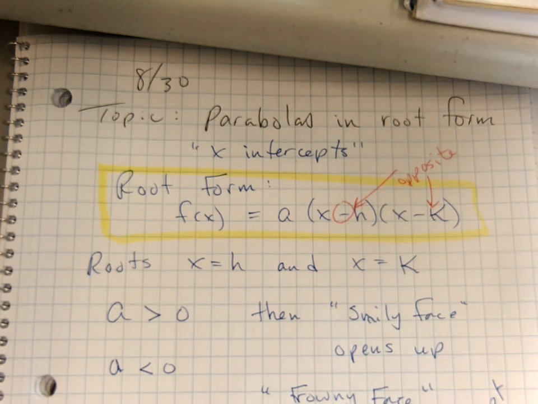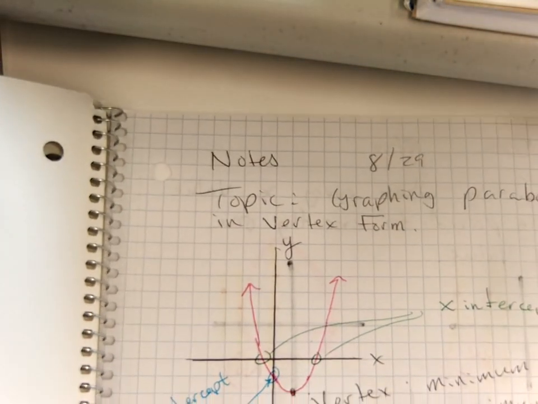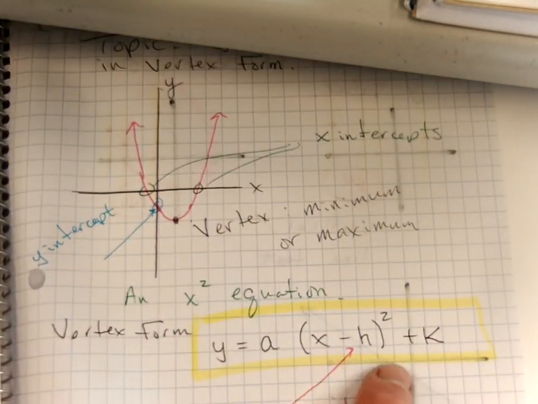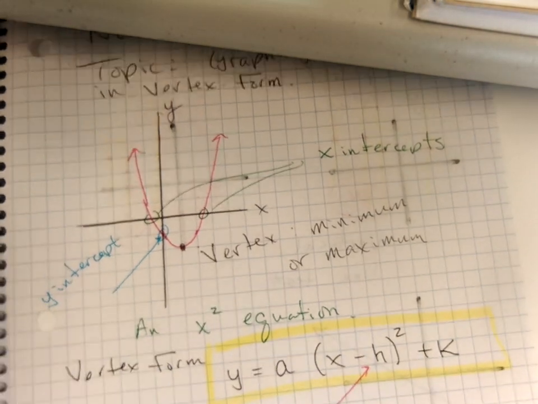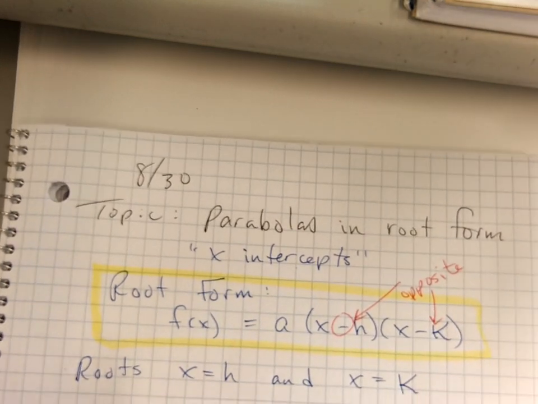All right, let's recap the lesson. So today we're talking about parabolas, but in a different form. Yesterday we talked about parabolas in vertex form. So real quick, vertex form, right? And they have this parentheses quantity squared. That's vertex form. But today we're going to talk about parabolas in what we call root form. So they're a little slightly different.